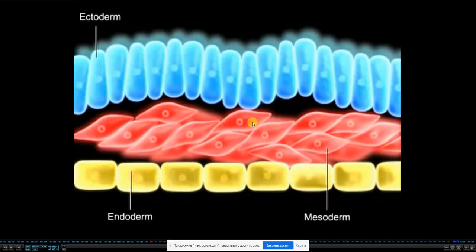Mesenchymal cells are named mesenchymal because they don't have connections. Now we see we have three germ layers. Ectoderm, an epithelial layer composed of ectoderm. Then endoderm, also epithelial cells. And between them, like the inner part of the pie, we have mesoderm. So mesoderm is like jelly.